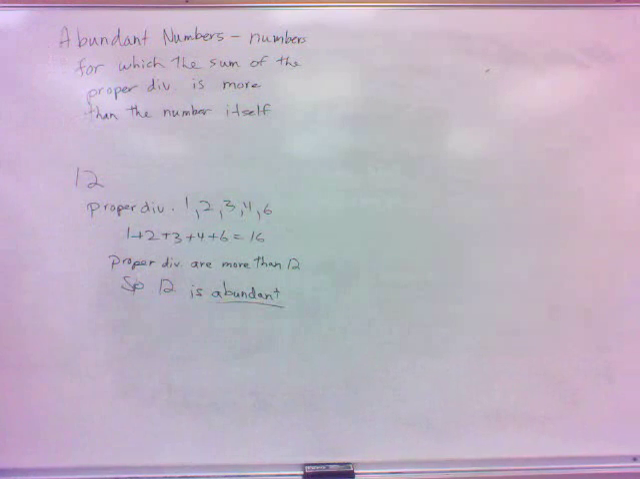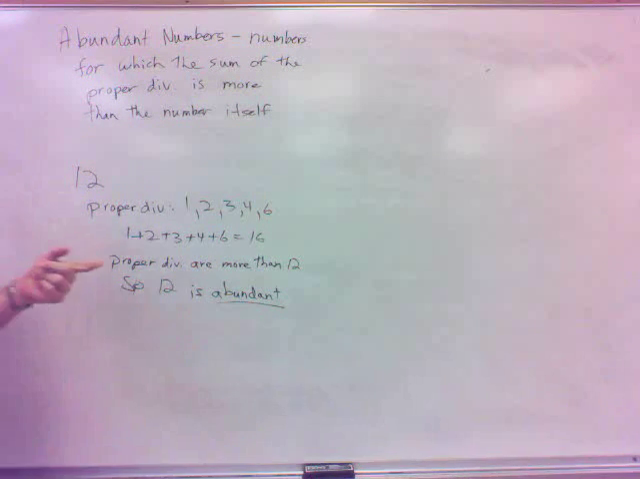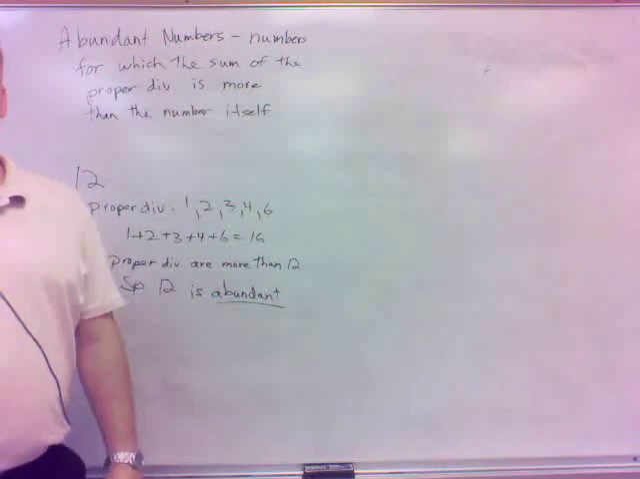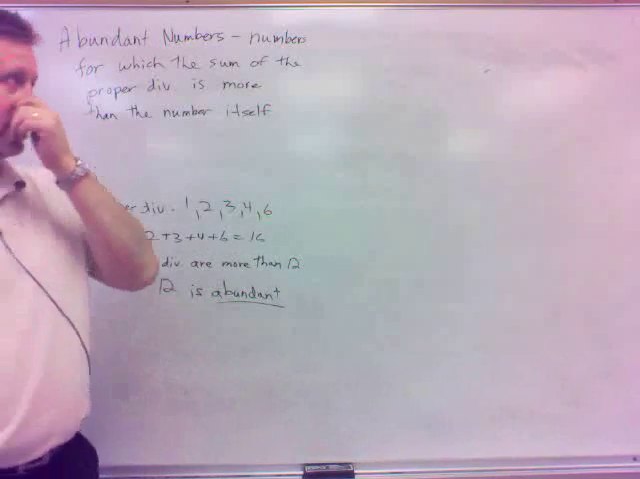Okay? It's abundant. So if the proper divisors equal the number itself, it's perfect. If the proper divisors are more than the number itself, it's abundant. Well, what else could happen? You could have the proper divisors less, couldn't you? Less than the number itself. That could happen too. That's called deficient.